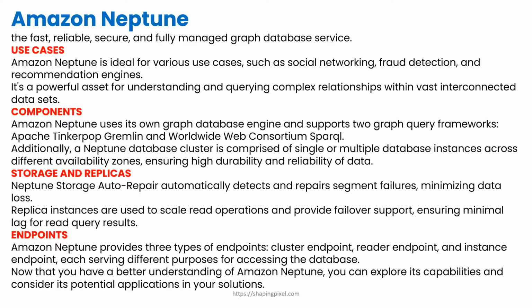Neptune storage auto repair automatically detects and repairs segment failures, minimizing data loss. Replica instances are used to scale read operations and provide failover support, ensuring minimal lag for read query results. Amazon Neptune provides three types of endpoints: cluster endpoint, reader endpoint, and instance endpoint, each serving a different purpose for accessing the database. Now that you have a better understanding of Amazon Neptune, you can explore its capabilities and consider its potential applications in your solutions.